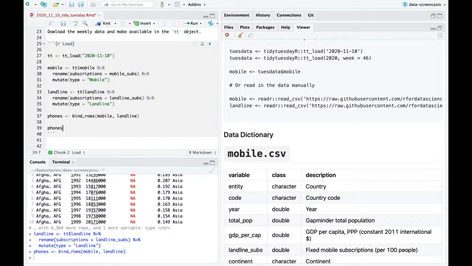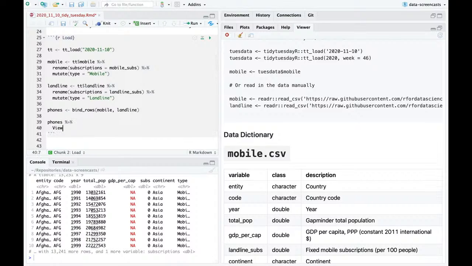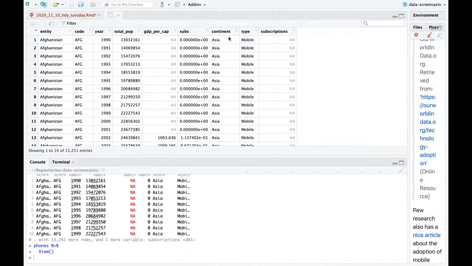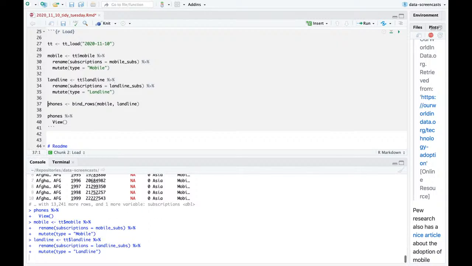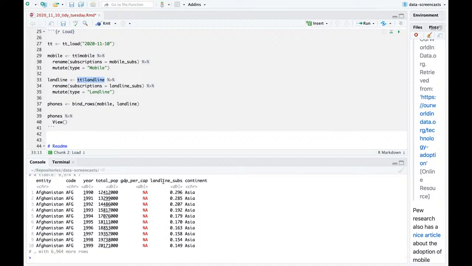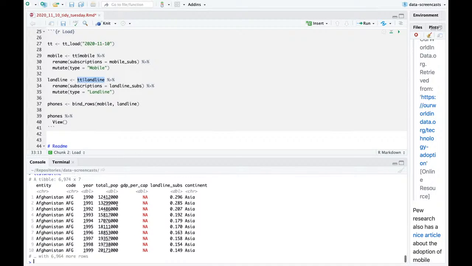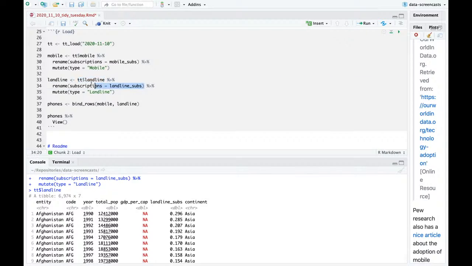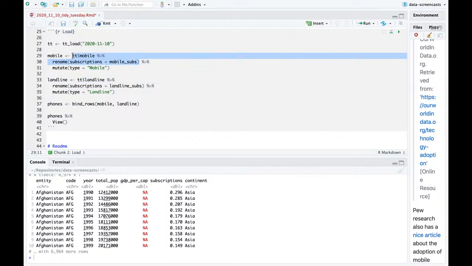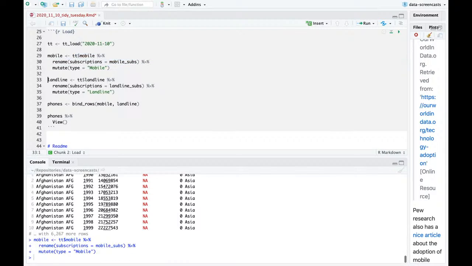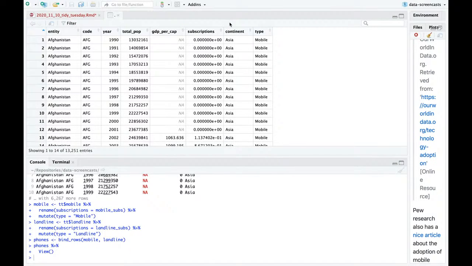Did I miss any differences between those tables? Yeah, I did. I just mixed up this and this, subscriptions, landline subs. I don't know what was going on, but this is now fixed.